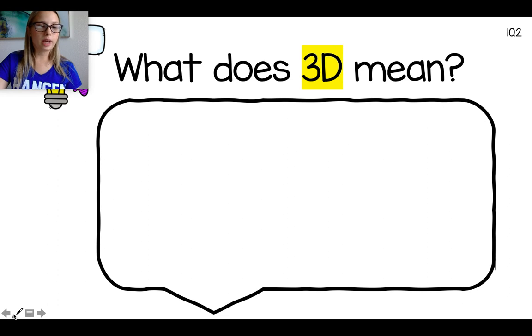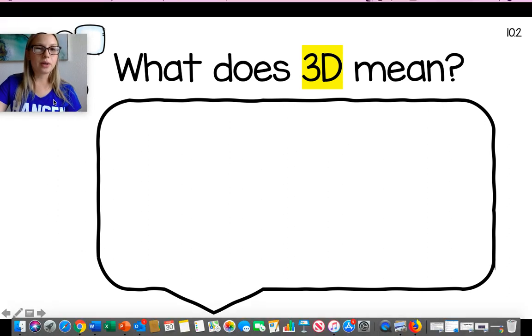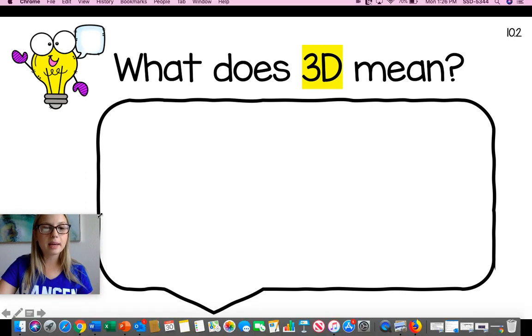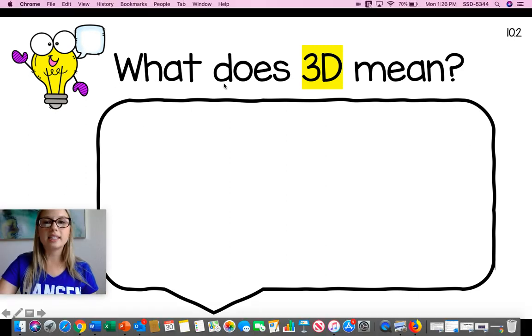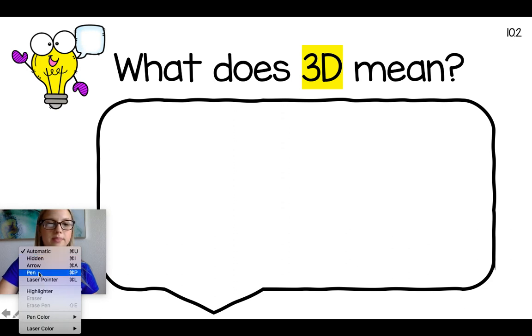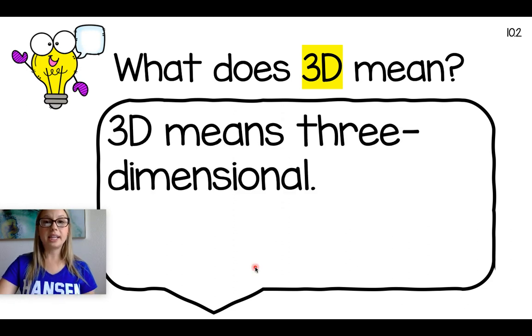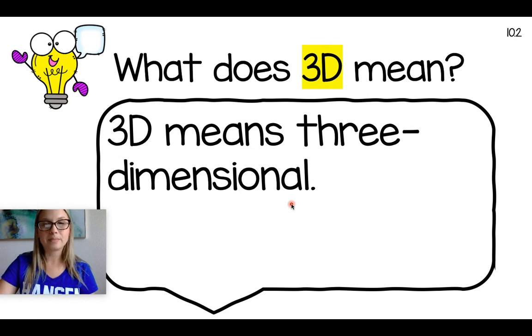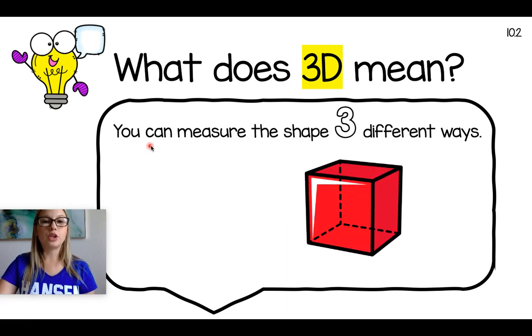Okay. Ooh, we have a good question. This question is from my little friend, the light bulb. Say hi, light bulb. Hi, light bulb. He's asking, what does 3D mean? That is a good question. What's 3D mean? 3D means three-dimensional. Can you say three-dimensional? That means you can measure the shape 3 different ways.